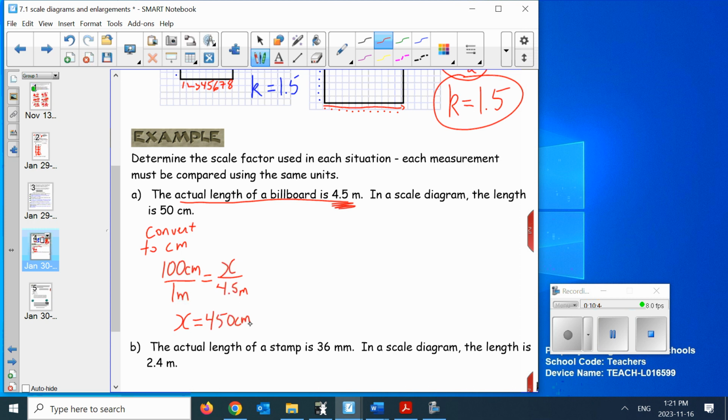So really, what I just figured out is I could replace this in the sentence here. The actual length of a billboard is 450 centimeters. And yes, you could do that in your head without showing any work. I'm fine with that. If you can do that consistently and get it right, go ahead. Now, the scale factor, though, I still haven't figured that out.